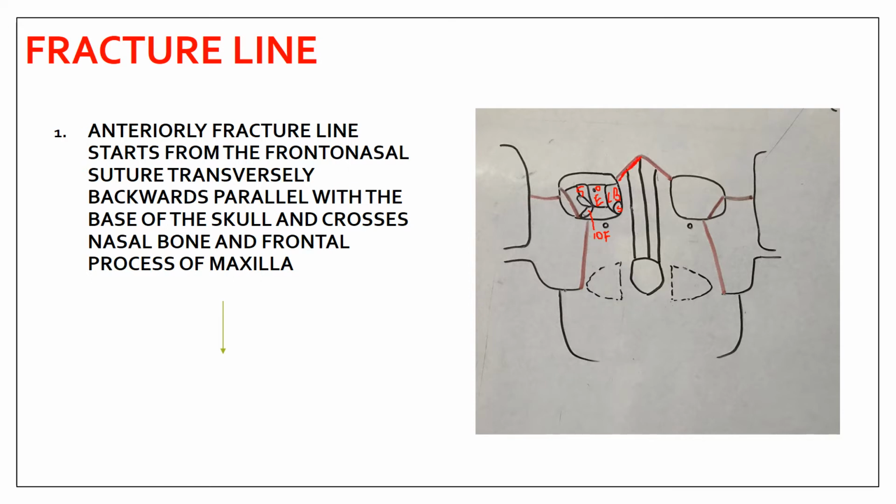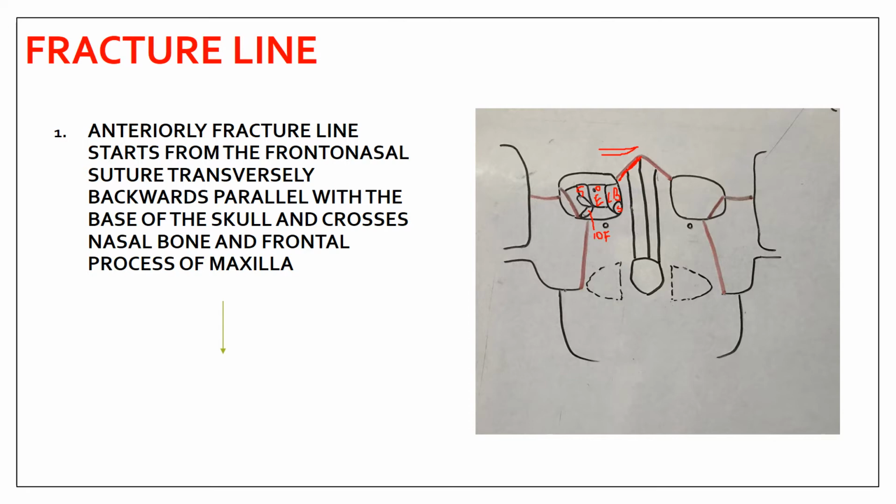This fracture line starts from the frontonasal suture transversely and backwardly, and it is parallel with the base of the skull. So it is parallel to the base of the skull, and hence it is known as a transverse fracture, because the direction it follows is transversely backward, parallel to the base of the skull.